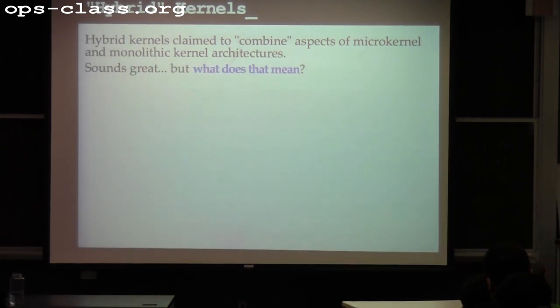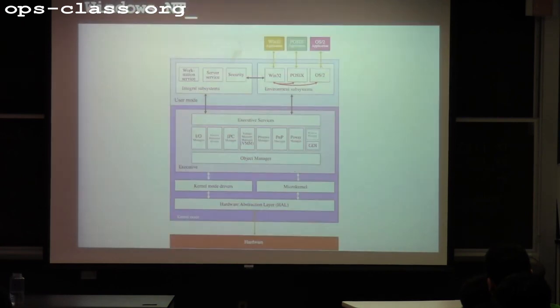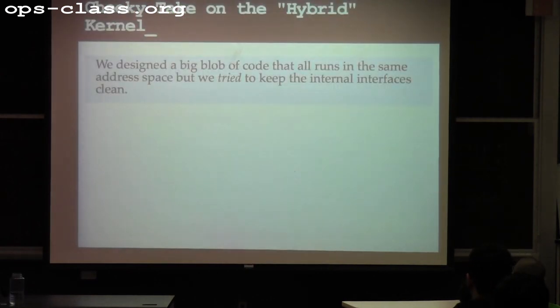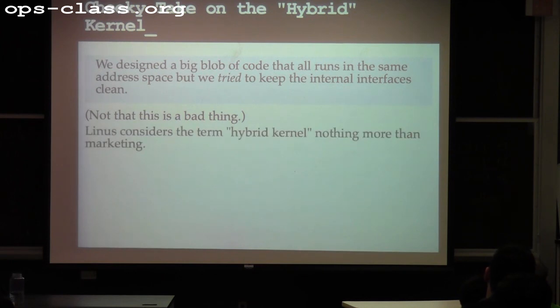Hybrid kernels are essentially a monolithic kernel with better interfaces, right? So we try to keep things conceptually clean inside our big blob of monolithic code. Again, not a bad idea, right? And Linus doesn't like this term. It's just marketing.